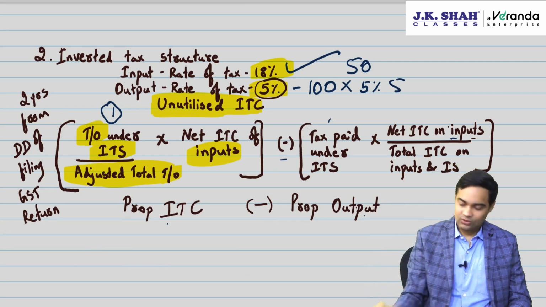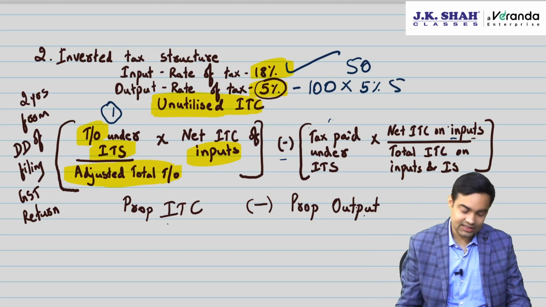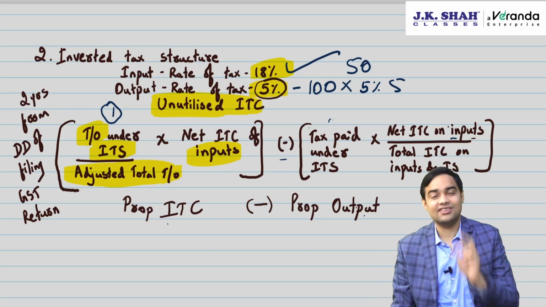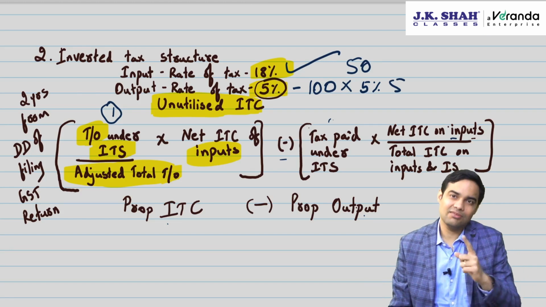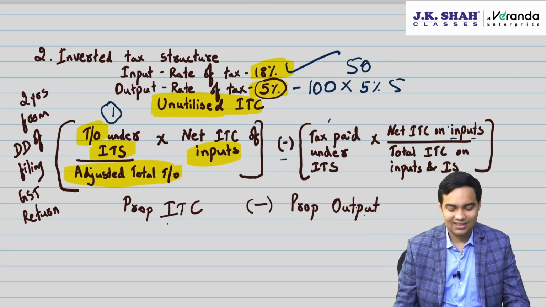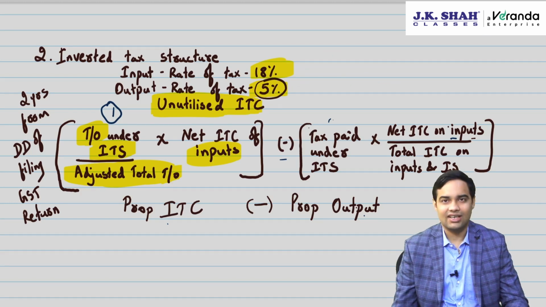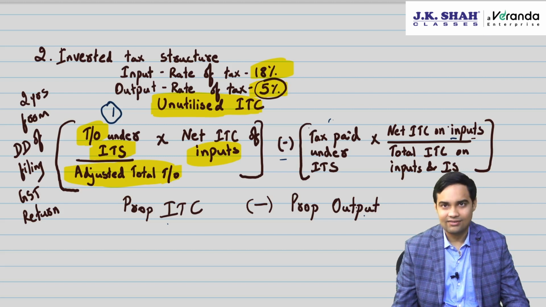But ITC is only related to inputs. That's the disadvantage. If it was for input services, capital goods, whatever was the balance in your e-credit ledger, you would have got that refund. But this is how the law has been framed. You'll have to apply the same thing which is given in the formula. Clear with this?